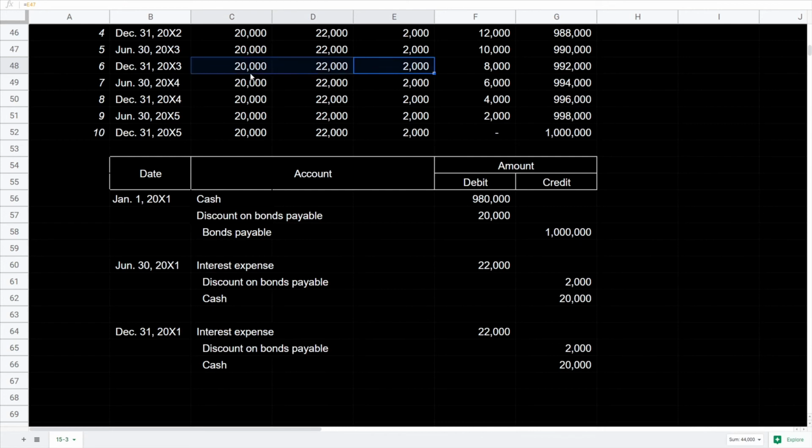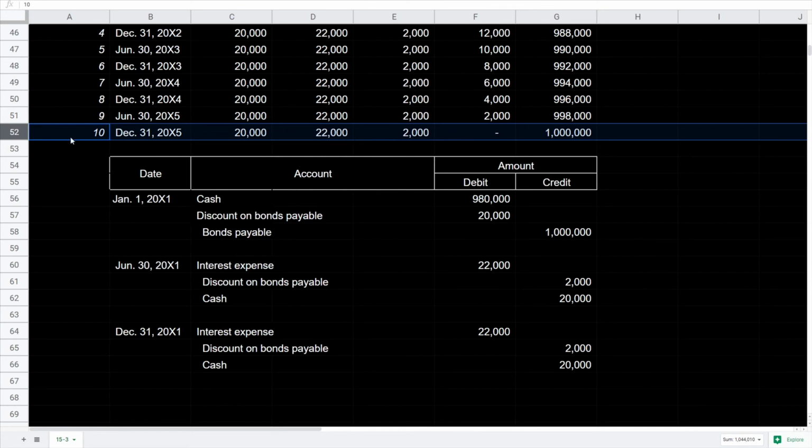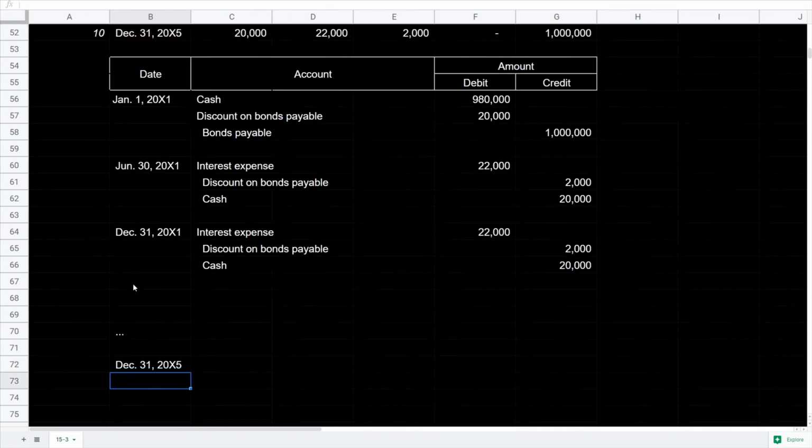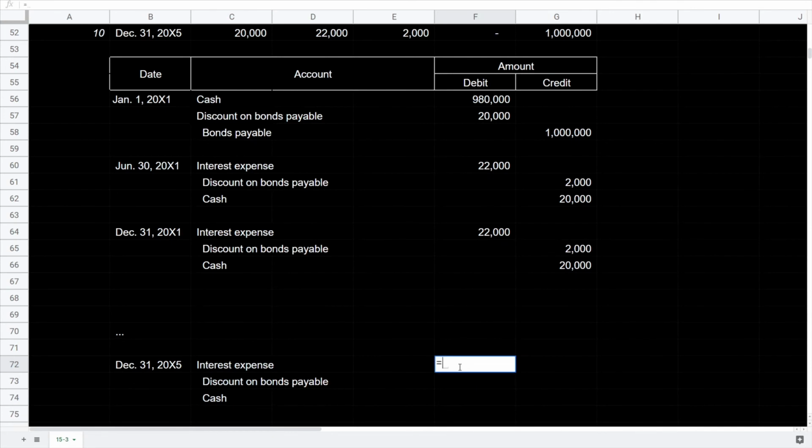It's the same numbers. What you might find a bit more interesting to do, even though we are not asked to do it in this question, is what would the entry be at the end of the life of the bond on December 31st? So why don't I take some time to show you that? Well, let's skip ahead. And on December 31st, 20X5, we'll have two entries. One entry will look the same. You're used to seeing it. The interest expense would be the $22,000. The discount on bonds payable would be a credit of $2,000. And the cash would also be a credit of $20,000.